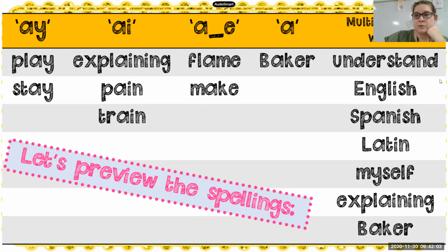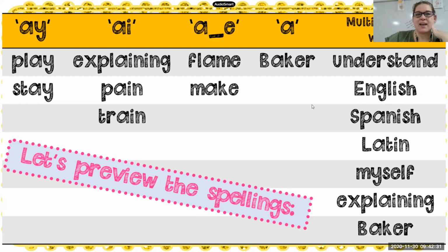And then our multi-syllable words are understand, English, Spanish, Latin, myself, explaining, and baker. Those are all multi-syllable words.